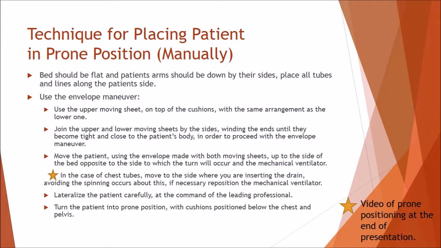If the patient has chest tubes, we need to move the patient to the side where the drain is going to be, so that the tube and the drain will be on the same side of the bed. That'll prevent the tube getting caught underneath the patient's abdomen whenever you turn them.